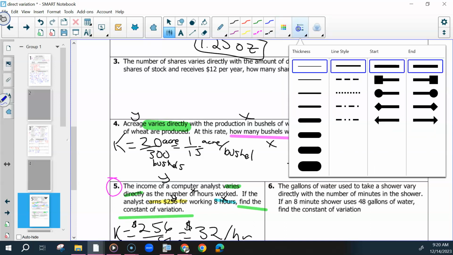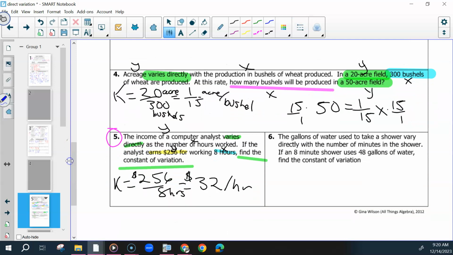But at this point, we should be multiplying by the reciprocal, not dividing. What would that be? 150? 700.